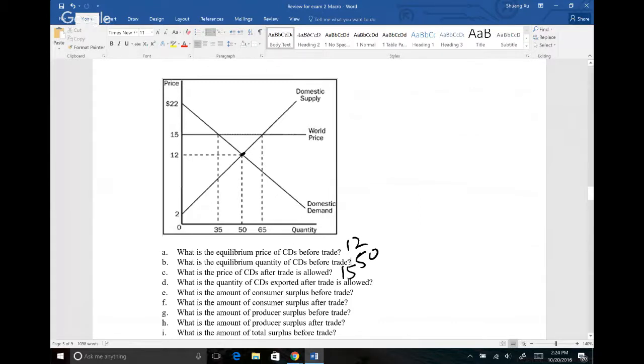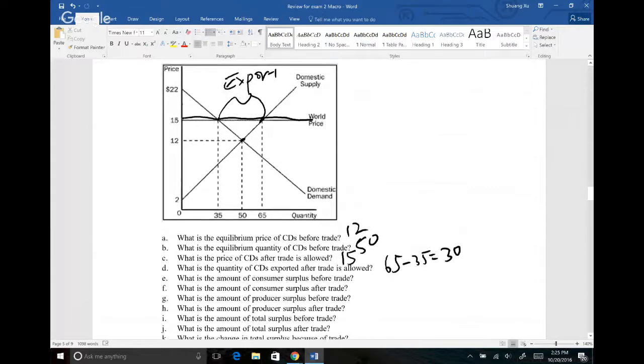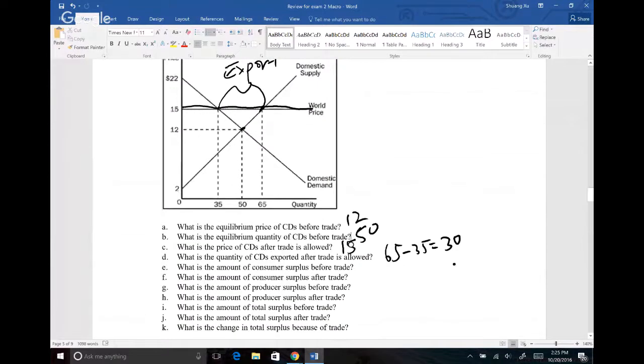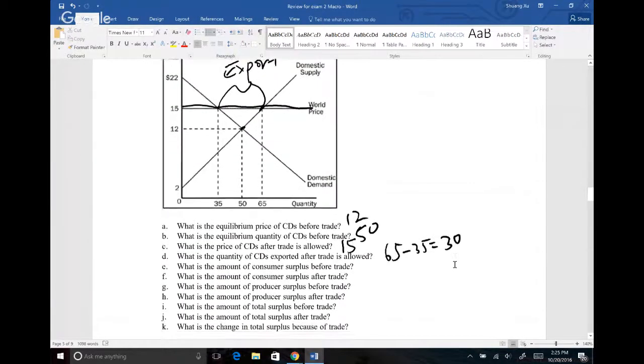And then what is the quantity of CD exported after trade is allowed? So at $15, this is $15. Our quantity supplied is 65. Quantity demanded is 35, and then this difference, this is our export. So for export, just use your 65 minus 35, and this is 30. That's your export. Okay. And then what is the amount of consumer surplus after trade?